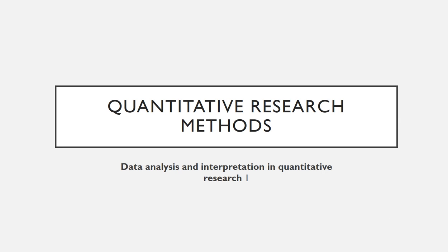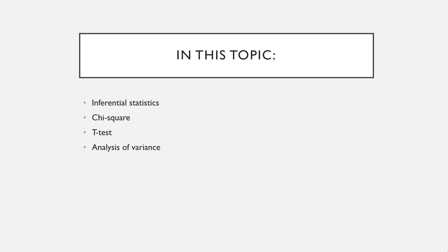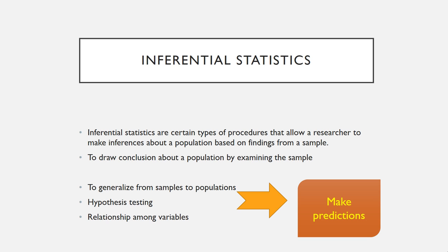This is the continuation of the previous chapter. Here we will look into inferential statistics: chi-square, t-test, and analysis of variance, also known as the ANOVA test. Inferential statistics is a type of procedure which allows a researcher to make inferences.